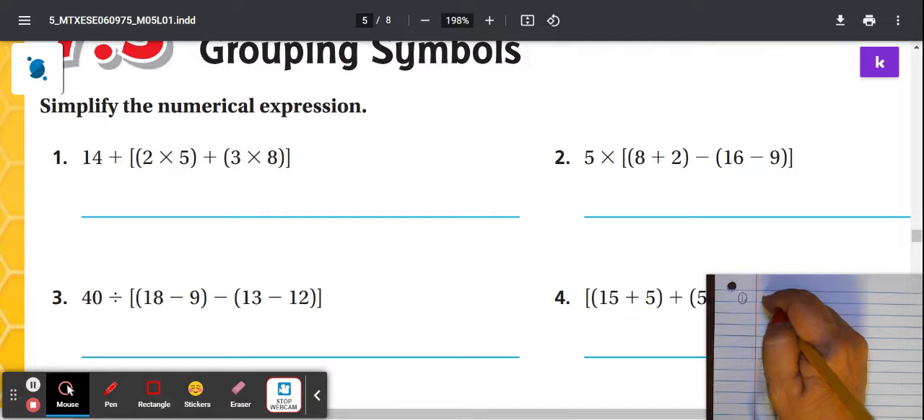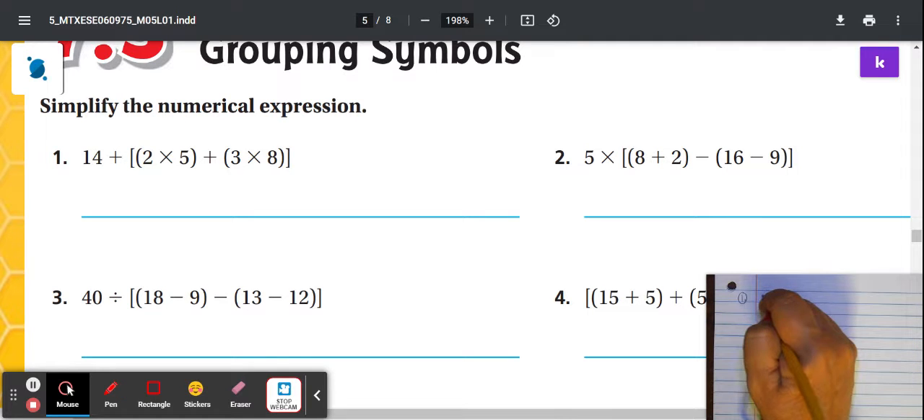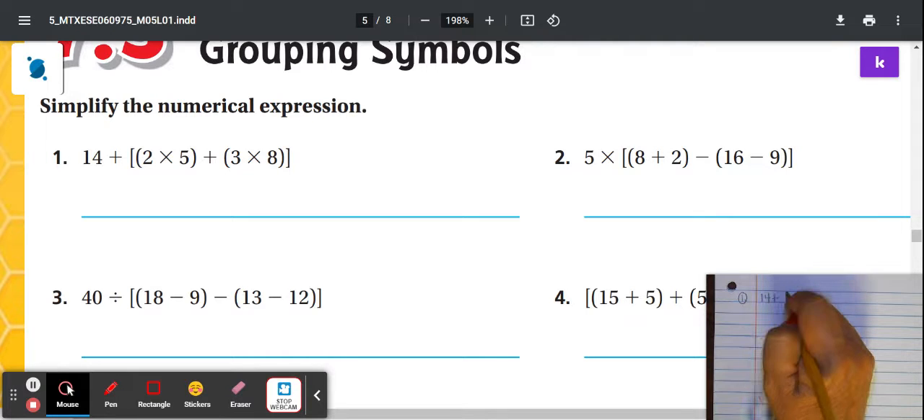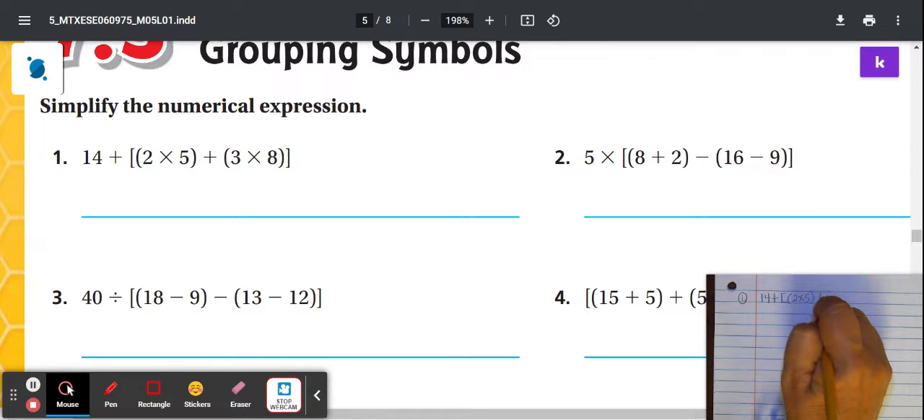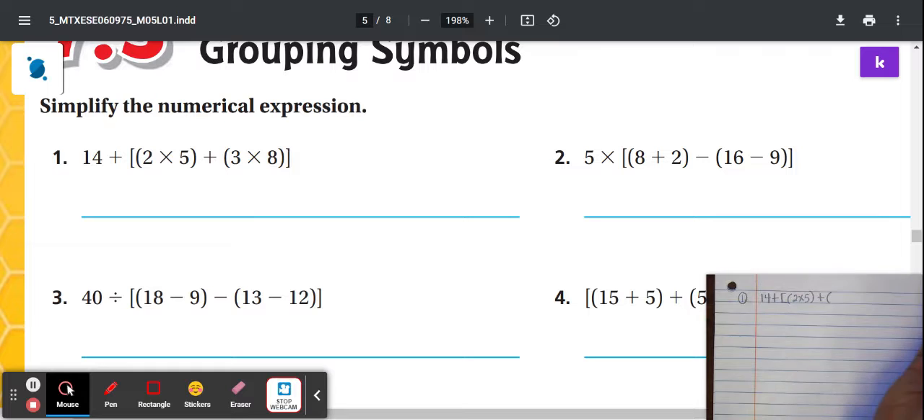So for question 1, we're doing all odd numbers tonight. For 1, I will say to myself: 14 plus brackets, parentheses 2 times 5 close parentheses plus, you can say open parentheses, or you can just say parentheses, 3 times 8. You can say close parentheses or just parentheses, and then bracket. Please make sure that you write it where you can see it and understand it, okay?